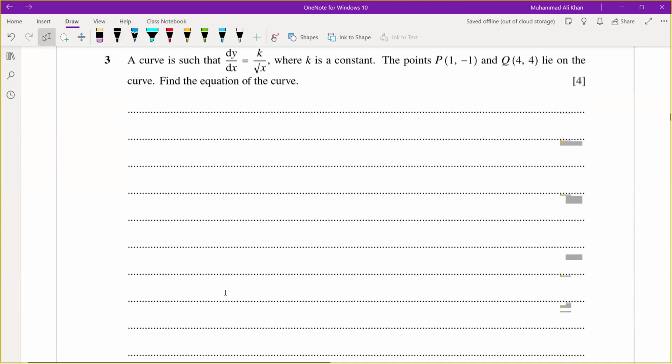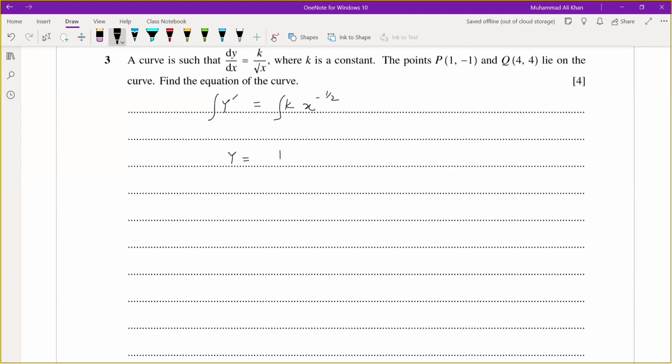Next question, question number 3. Now, what we have in question number 3: a curve is such that dy over dx is given. The points P and Q lie on the curve. Find the equation of the curve. dy over dx is given. And if we have to find the equation of the curve, then we have to integrate this dy over dx. Can I say that dy over dx or y dash equals kx power minus half? Now, integrate.